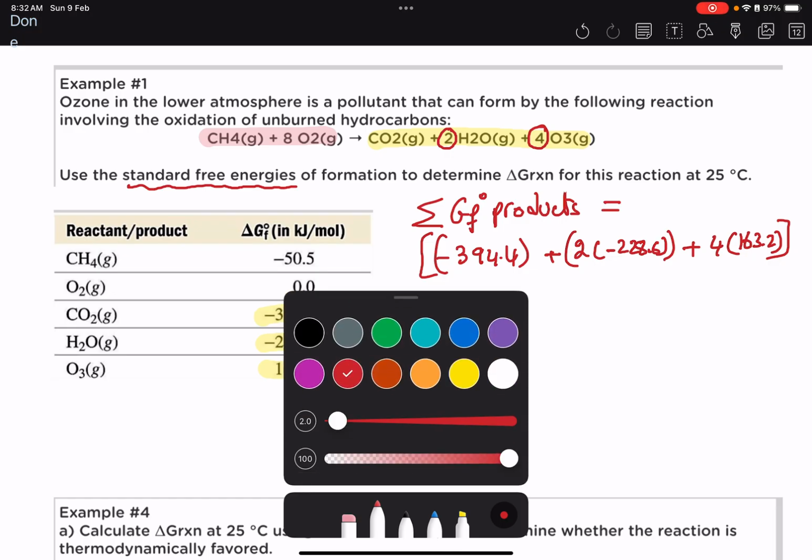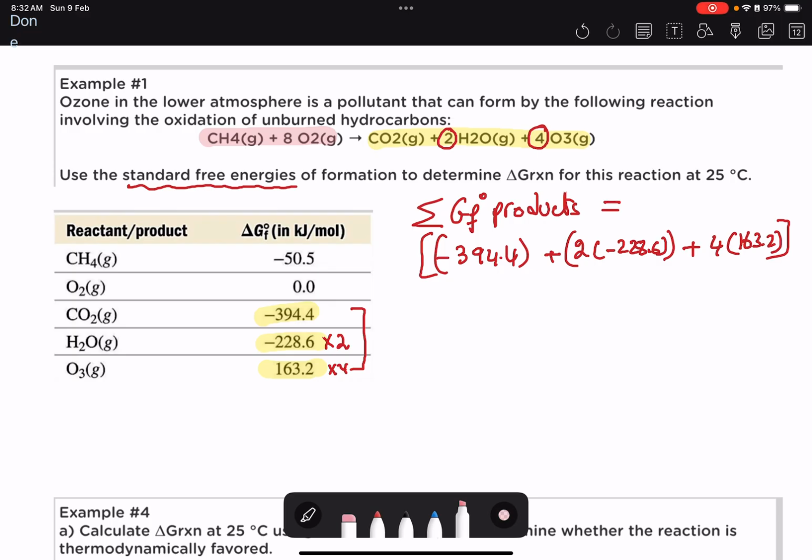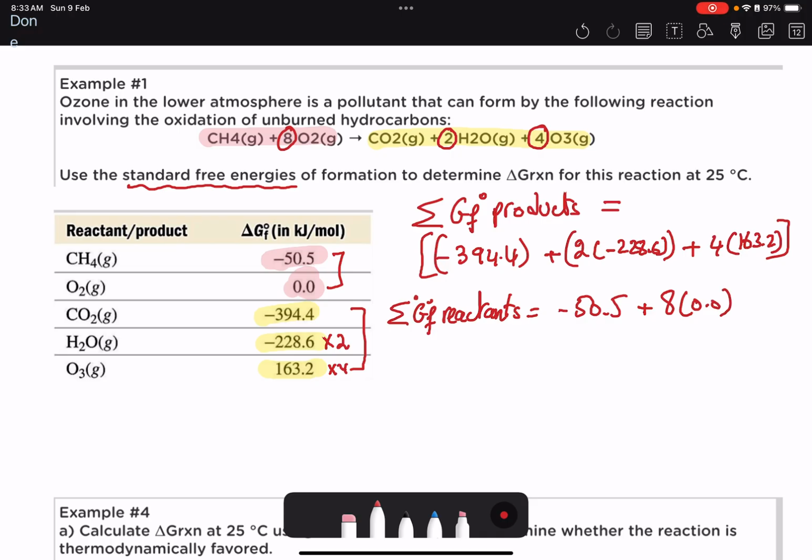Now, let's do the reactants. For the reactants, I have CH4 at negative 50.5 and I have 8O2. You need to show it on the equation. Even if it's 0, you still need to show it on the equation. So the summation of the Gibbs free energy of reactants is the negative 50.5 of CH4 plus 8 times 0. So that is negative 50.5.